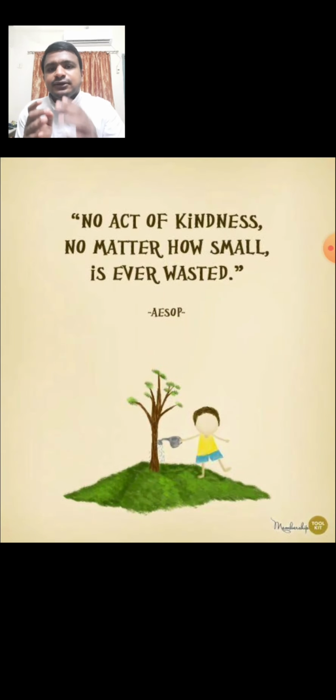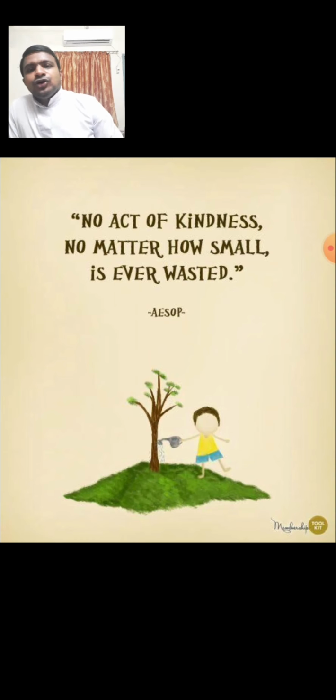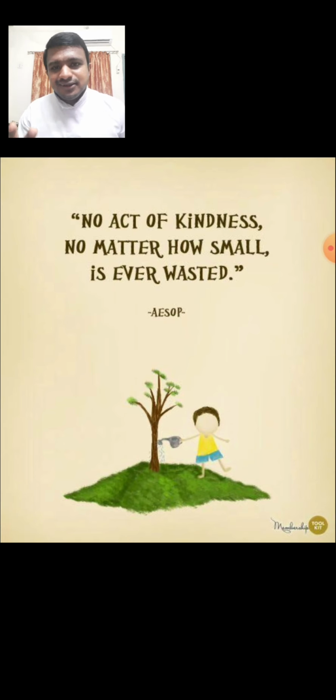And before I finish, just remember one thing: no act of kindness, no matter how small, is wasted. Whatever action you do for the people, to the people, for the betterment of the people, no matter how small, is not wasted.